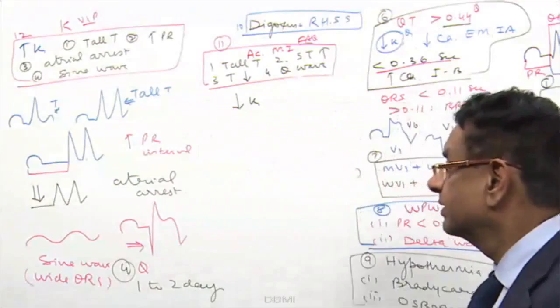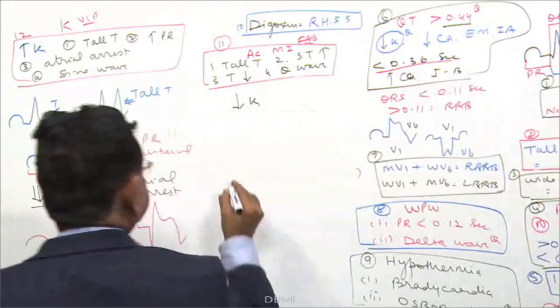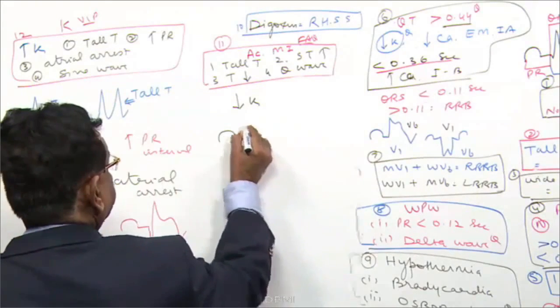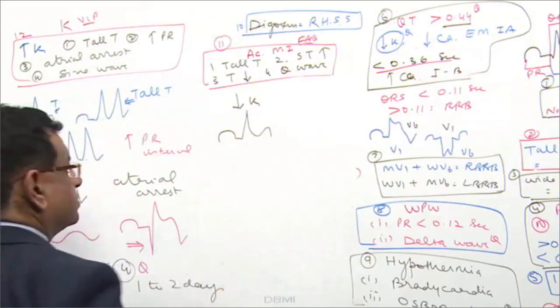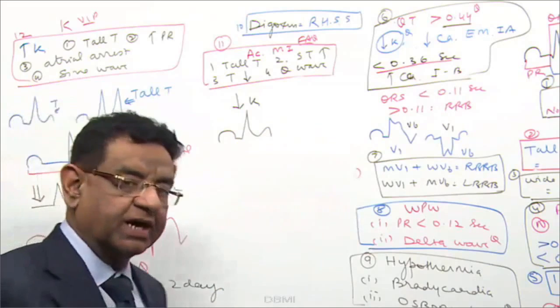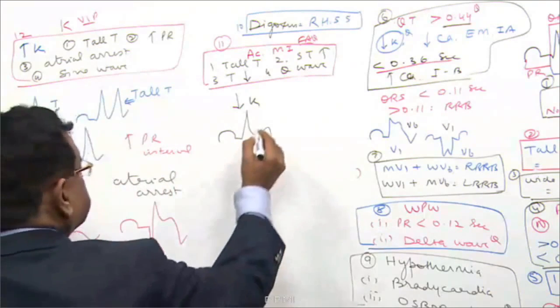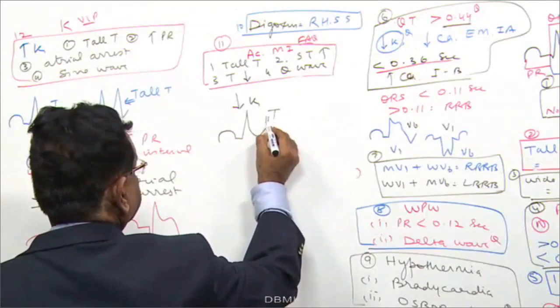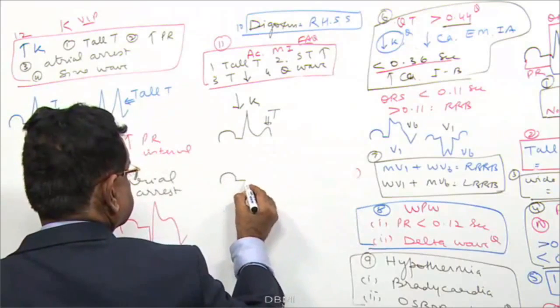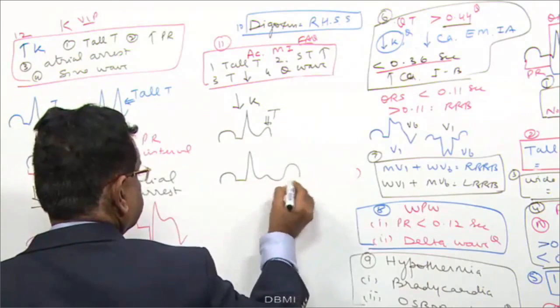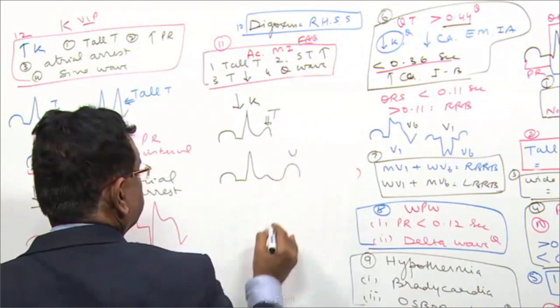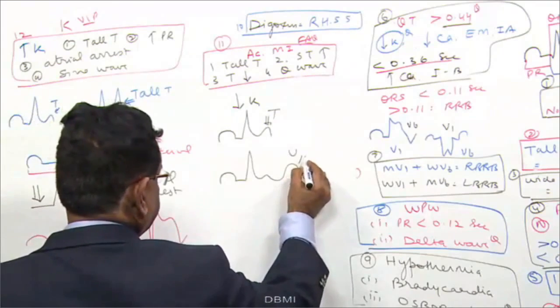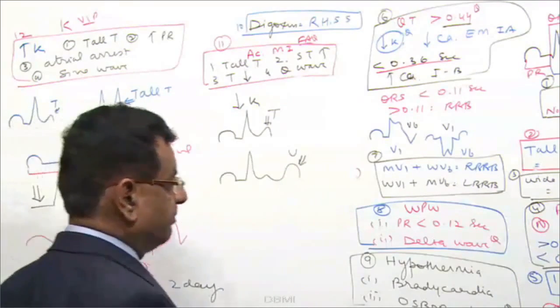Hypokalemia. This is a normal recording. Once the hypokalemia starts, this is a T wave, and it becomes like this. The T becomes shorter and a prominent U wave appears.